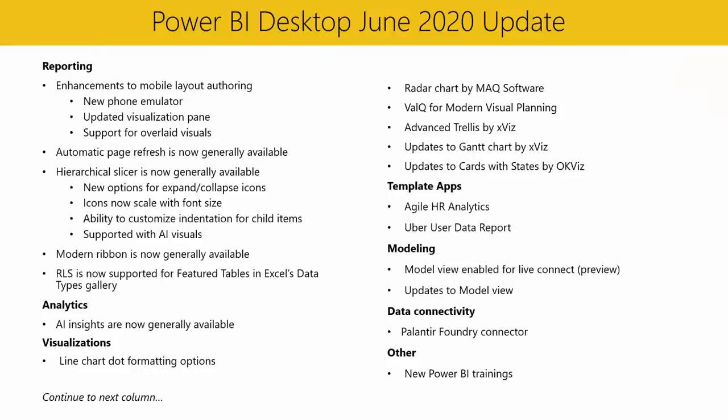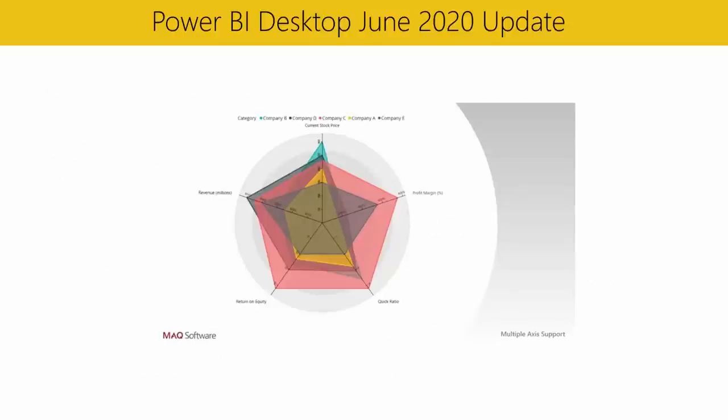We also have a few new visual options available for you on AppSource. First up, the radar chart by Mac Software. This chart consists of a sequence of equiangular spokes, with each spoke representing a variable. A line is drawn connecting the data values for each spoke, giving the plot a star-like appearance. This chart is useful across a variety of use cases, from finance to product management to people operations.